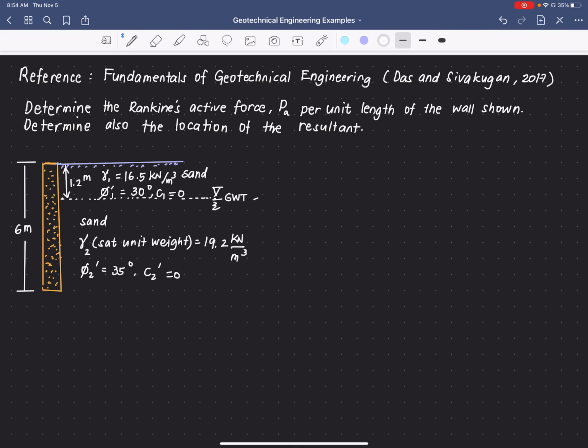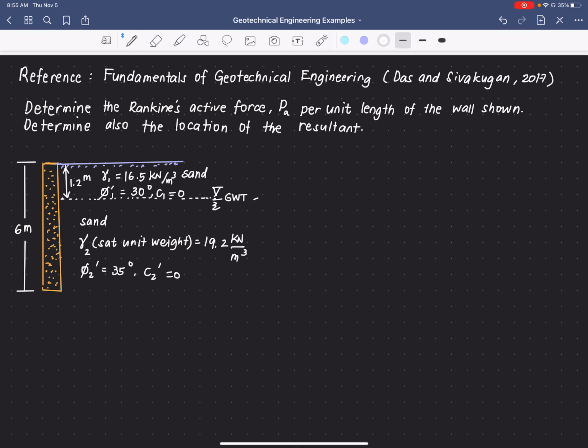And with this condition, the effective angle of friction above the groundwater table is 30 degrees, and below the groundwater table we have 35 degrees. The cohesion is 0 because we're given a sand soil.